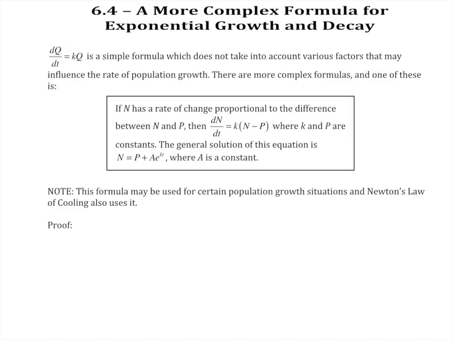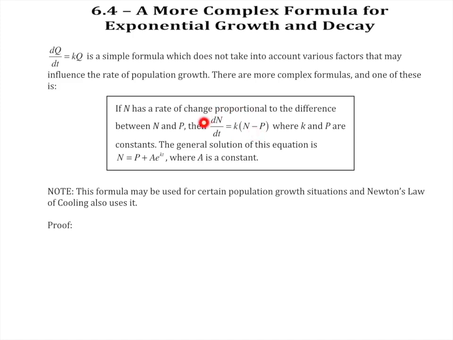So here is our more advanced approach. We know dQ/dt = kQ is a simple approach. Instead of calling it Q for quantity, we're going to call it N for quantity or number or amount, it doesn't really matter. If N has a rate of change, it's proportional to the difference between N and P. So if N has a rate of change, that means the derivative of N, it's proportional to, we put an equals with a k, that gets rid of the proportional sign, the difference between N and P.